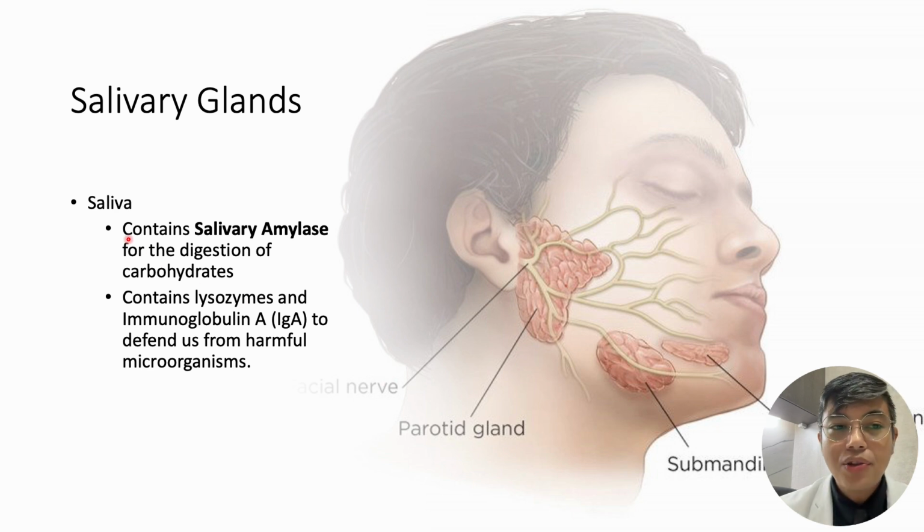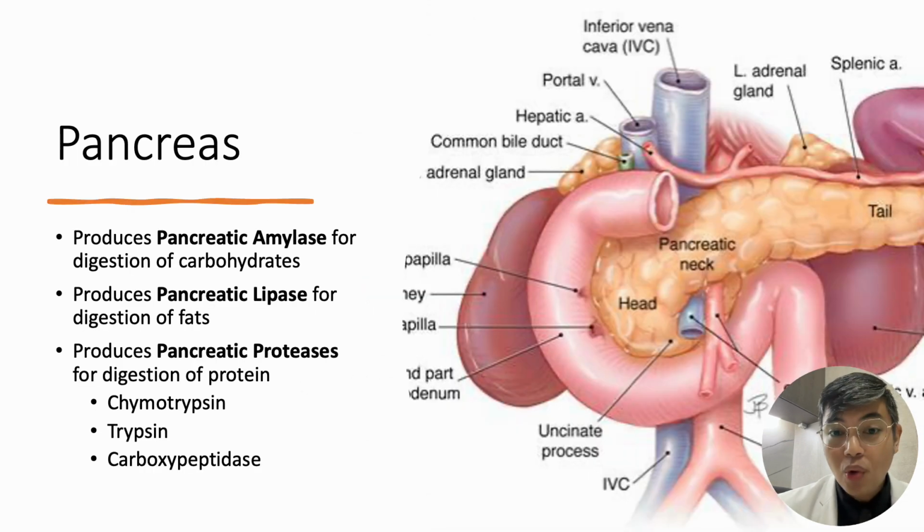Okay? So, sabi dito, your saliva will contain salivary amylase for the digestion of your carbohydrates. Amylase again for the digestion of your carbohydrates. And also, you must take note that your saliva will contain lysozymes and immunoglobulin A to defend us from harmful microorganisms.